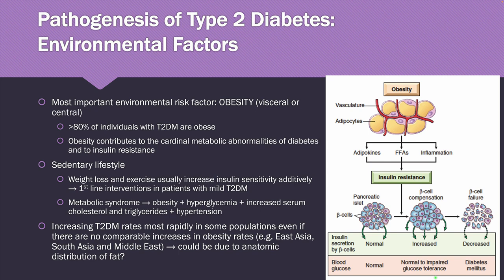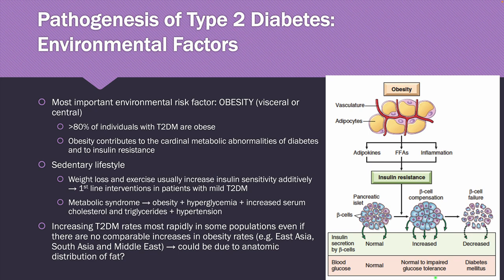Mas importante though for type 2 DM are your environmental factors. And the most important environmental risk factor is obesity, whether visceral or central ito. More than 80% of individuals with type 2 DM are obese, and obesity contributes to the cardinal metabolic abnormalities of DM and to insulin resistance.